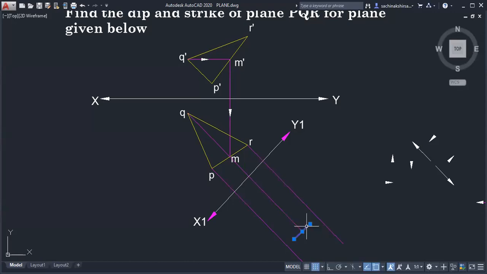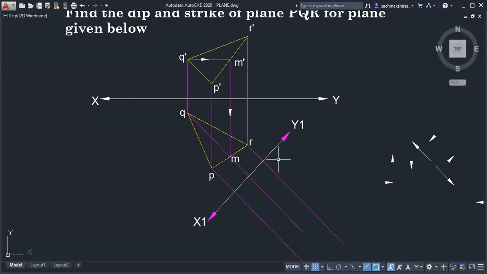For that purpose, if you want to locate the point, one point I have forgotten. Whether these points are on one projector line, let's check. I might have told this earlier. P dash and P should be on one projector line. Then R dash and R should be on one projector line. Front view and top view should be on one projector line. So you can join that first.